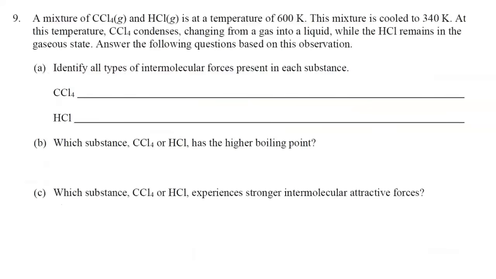In question 9, we are told that a mixture of CCl₄ gas and HCl gas is at a temperature of 600 kelvins. This mixture is cooled to 340 kelvins, and at this temperature, the CCl₄ condenses, changing from a gas into a liquid, while the HCl remains in the gaseous state. Answer the following questions based on this observation. Part A. Identify all types of intermolecular forces present in each substance.